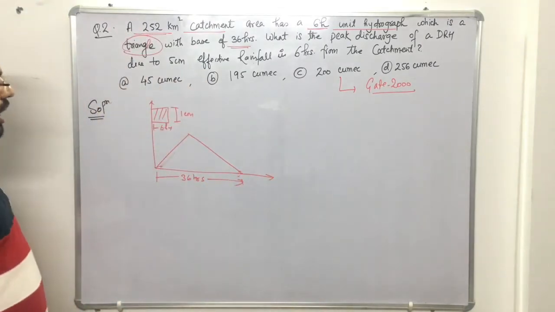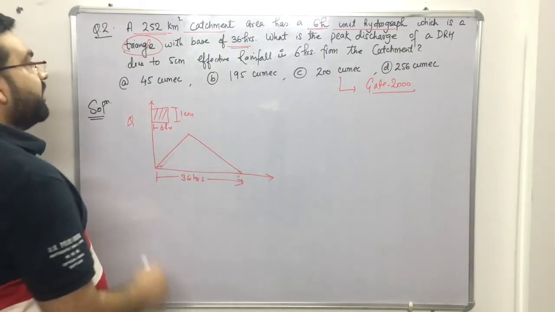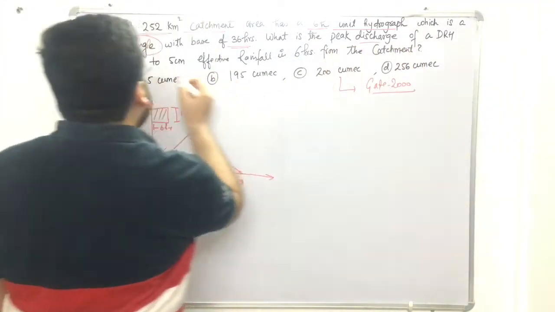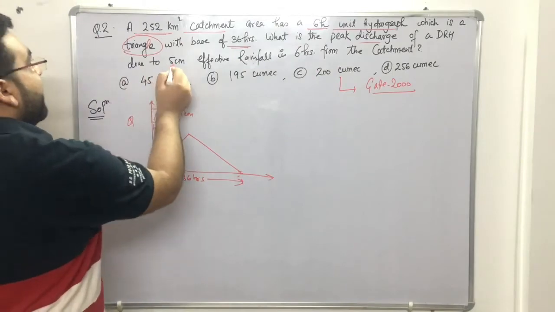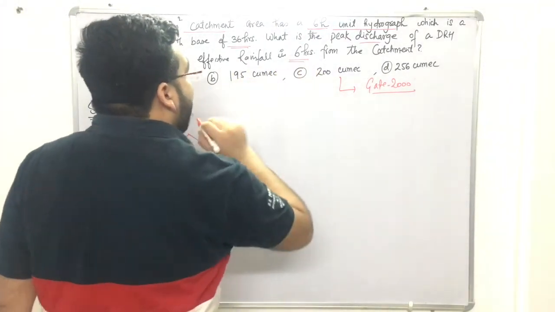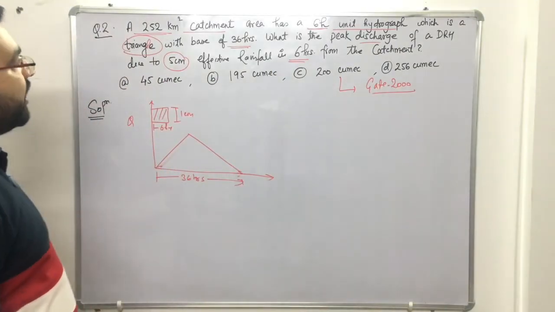Clear? I hope that you have understood the graph. This is a discharge. Clear? What is the peak discharge of a direct runoff hydrograph due to a 5 centimeter effective rainfall in 6 hours from the catchment? Clear?